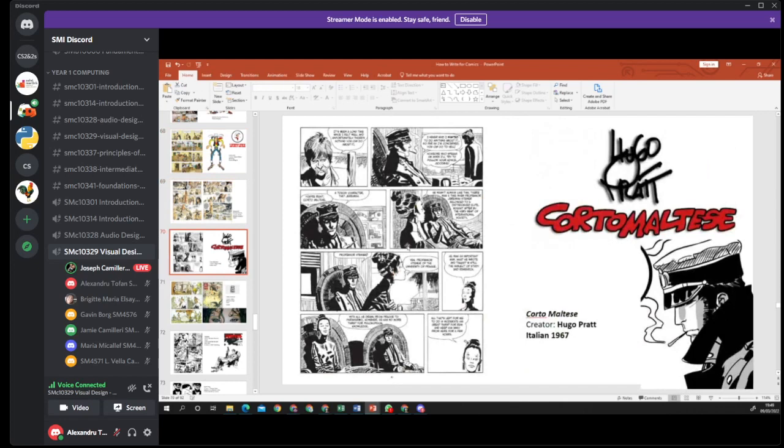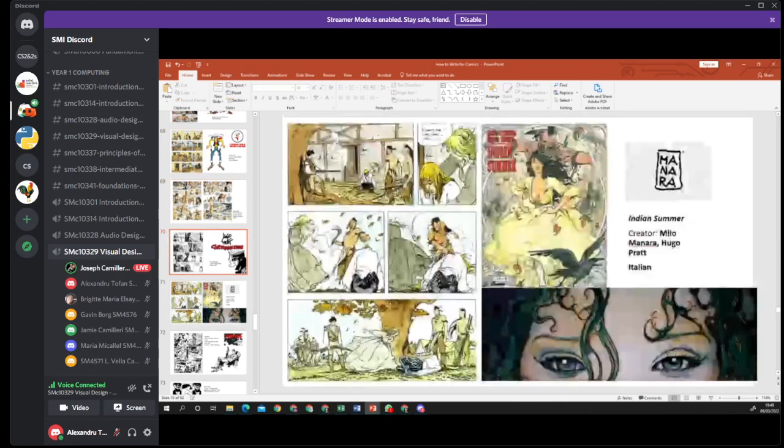Corto Maltese would be 80s and 90s. Again, it's an Italian comic. This would be Milo Manara, who was in Malta a few years ago. We can see the very eloquent and very smooth tones of French cartooning, French comics at the time.